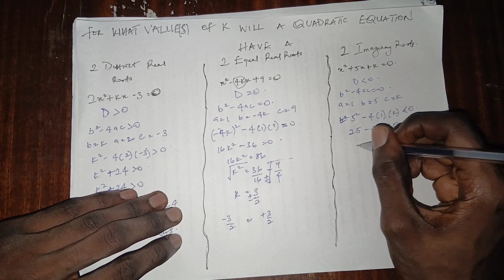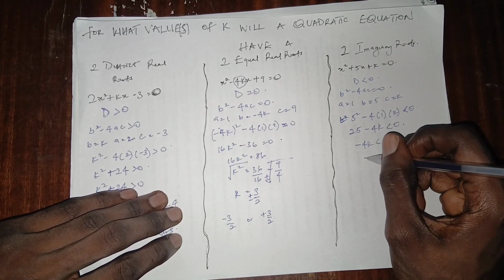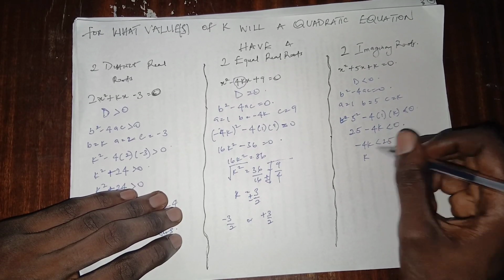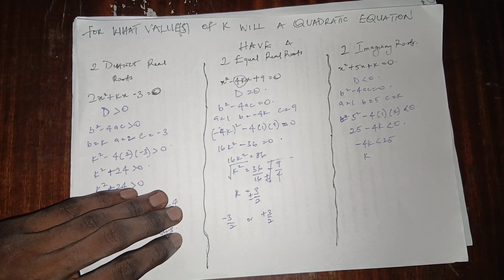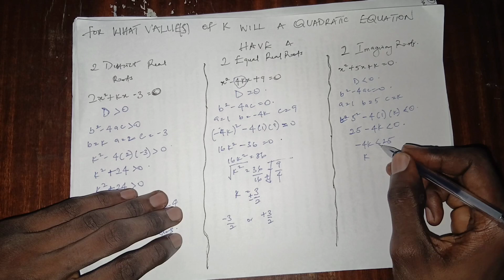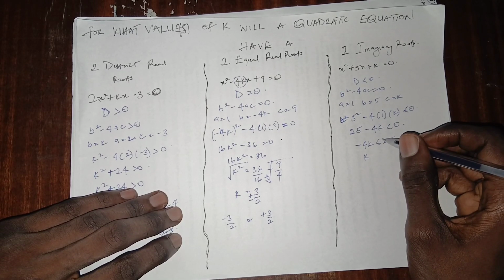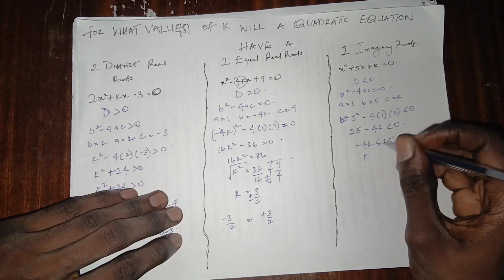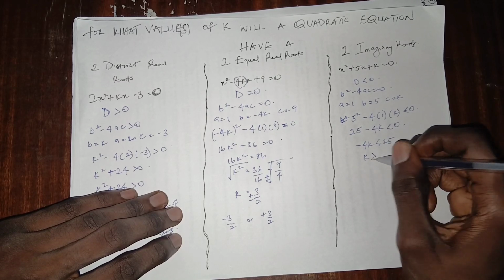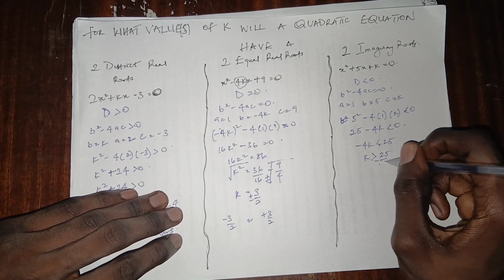So you take the 25 to the right side, and you have minus 4k less than minus 25. You can divide both sides by minus 4. When dividing by a negative, especially in an inequality, you change the sign the other way around. So you have k greater than 25 over 4.